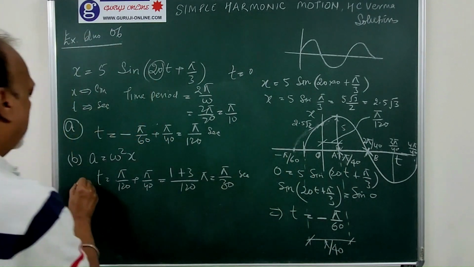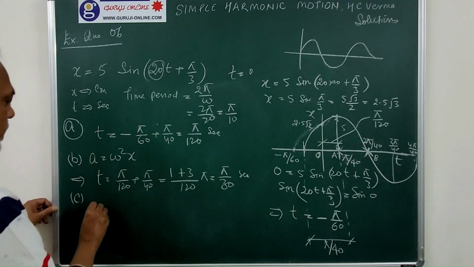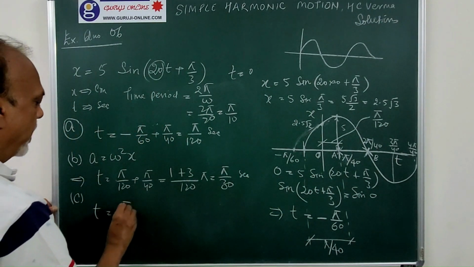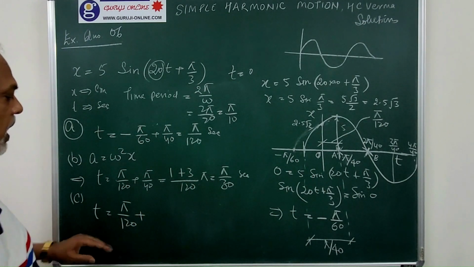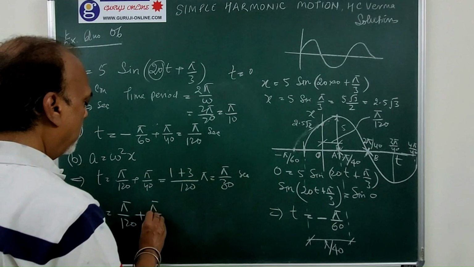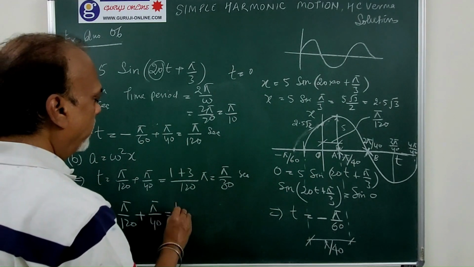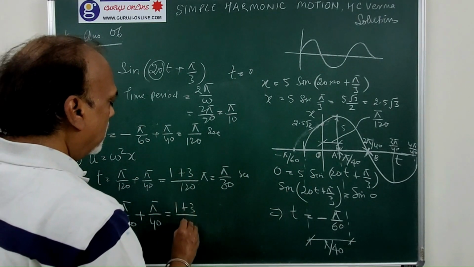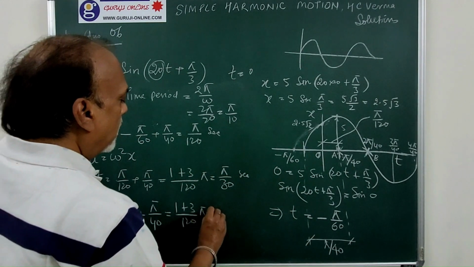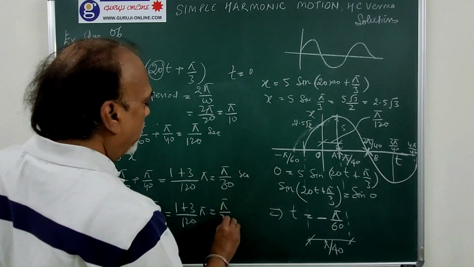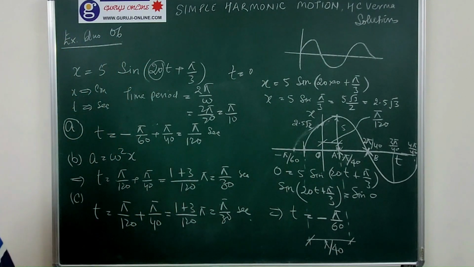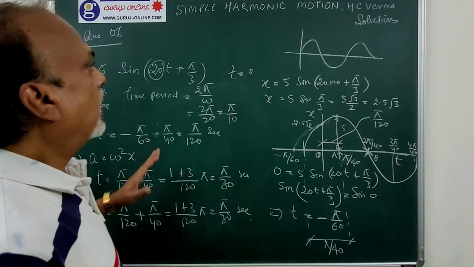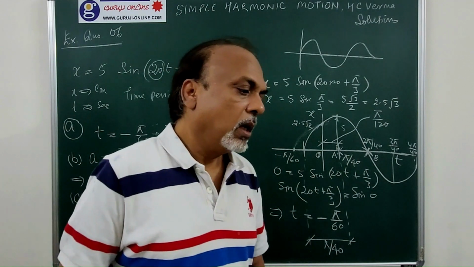So at this point we have already found out t: in this case t is equal to pi by 120 plus pi by 40, which is nothing but pi by 30. So this is the solution of question number 6.